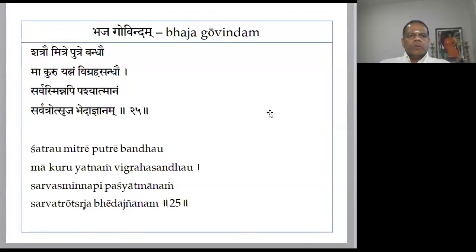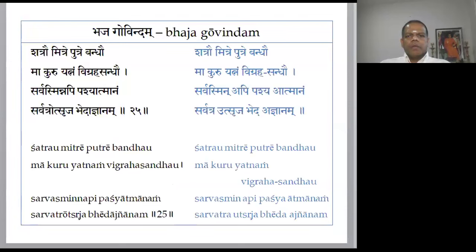Now let's look at the word split, to see the individual words, since some words are joined together and we are going to split them. In the first line, there are no sandhis which cause any change to the letters, so all the words are the same. There are four words: Shatrav, Mitre, Putre, and Bandhav. They're all separate words. In the second line there are actually only four words, but I have put a dash between vigraha and sandhav to show that within that word, even though it's not a sandhi, it's called a samasa, two words coming together, so that we understand the meanings.